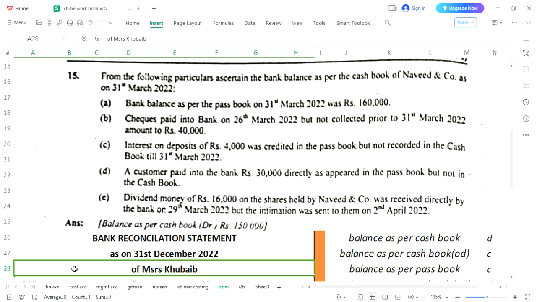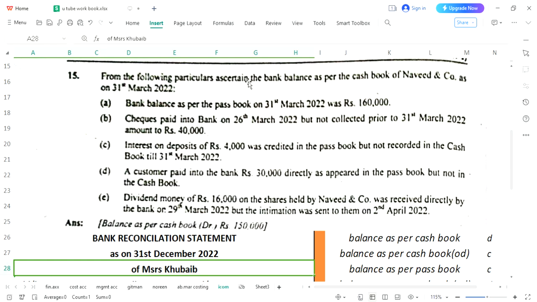Today's target is to solve question number 15, and the chapter we are dealing with is bank reconciliation statement. Let's see where the requirement has been written: ascertain bank balance as per cash book. Alright, we need to create a bank reconciliation statement.